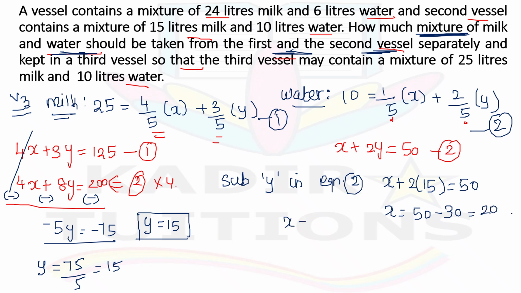So over here, what answer did we get for x? It is 20. So what we are understanding from this is that the amount of mixture taken from vessel 1 is 20 liters, right? And the amount of mixture taken from vessel 2 is 15 liters. So this is the answer for our question. Hope you understood. Thank you.